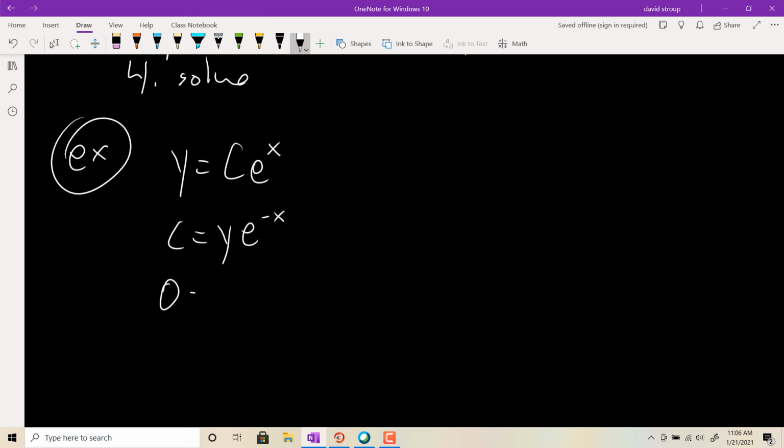So I'll have 0 equals the derivative of c, which is 0. And here I'm going to have to do a product rule. So I'll leave y alone. The derivative of e to the negative x is e to the negative x times negative 1. And then plus the derivative of y, which is y prime, times e to the negative x left alone. Okay. Then I have to solve for y prime. So let me clean it up a little first.